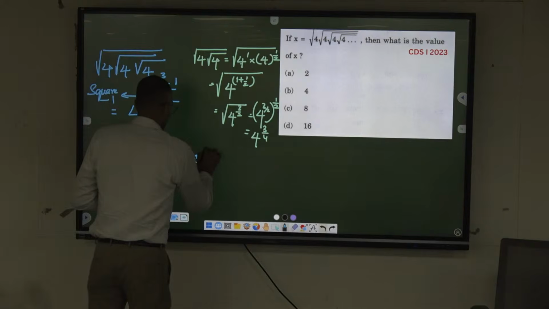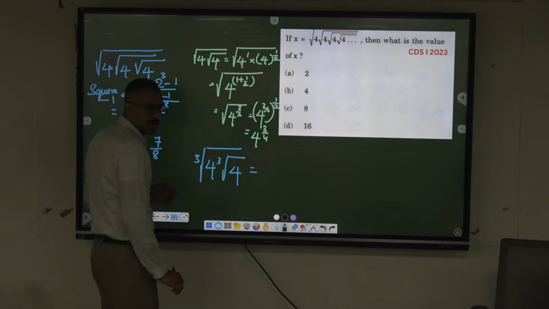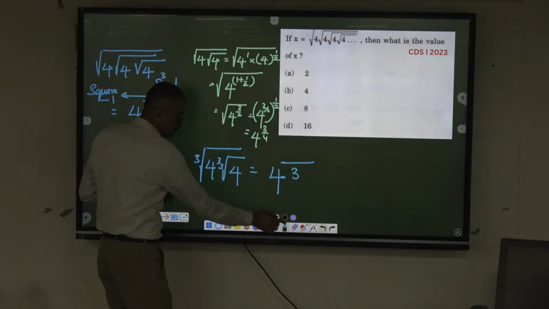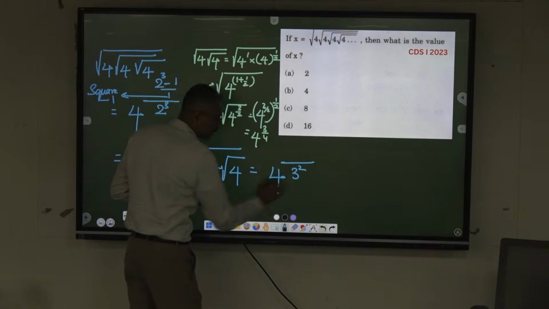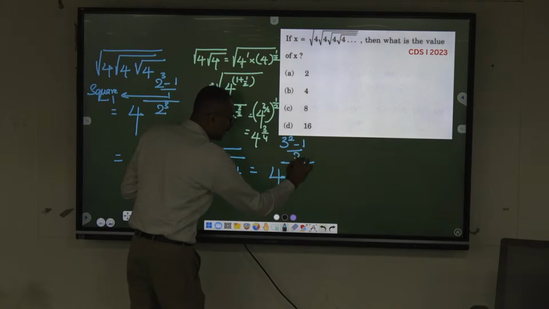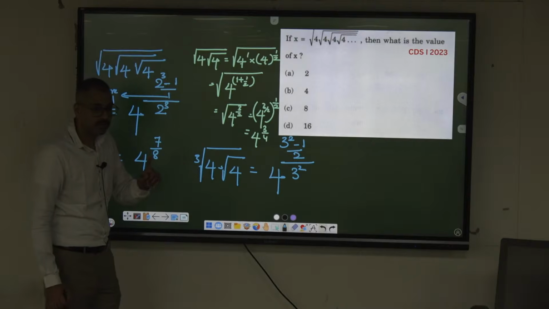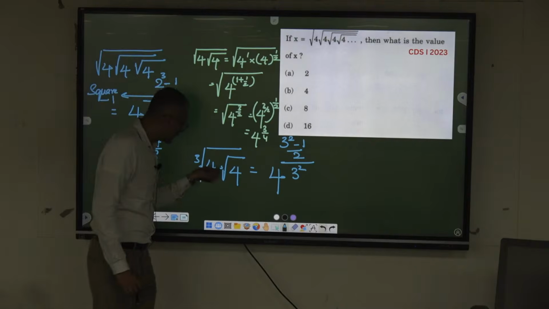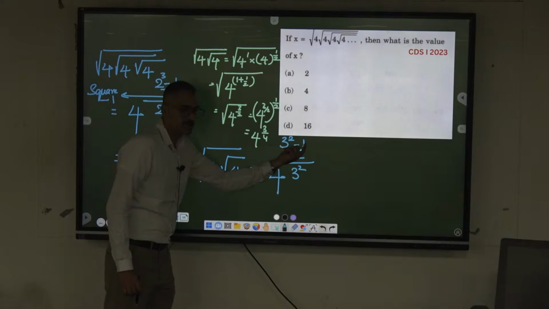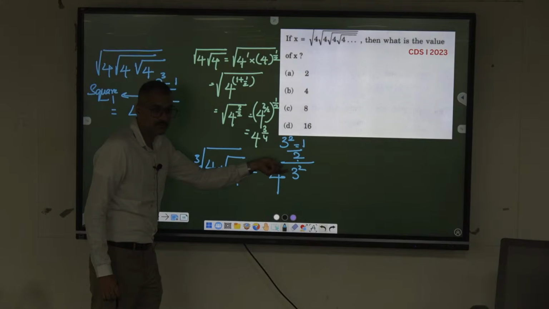Similarly, if it is a cube root like this, 4 cube. How many times cubes? Twice. Remember this, twice. Similarly here, 3 square minus 1, but divided by 2. This is square root minus 1, this is cube root minus 1. Understood? Cube, so twice square. Similarly, 3 square, minus 1 has to be done. Divide by 2. Why divide by 2? Because 3 minus 1. Understood?